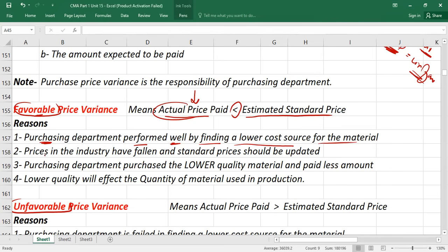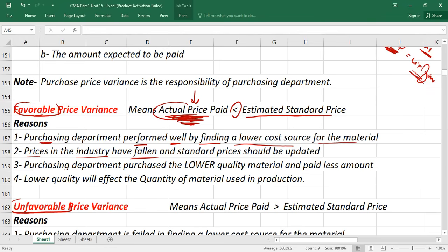Second reason why the actual price is less: maybe the prices in the industry have fallen. There could be a deflation. Prices are going down. So that is why maybe the actual price is less than the budgeted price.